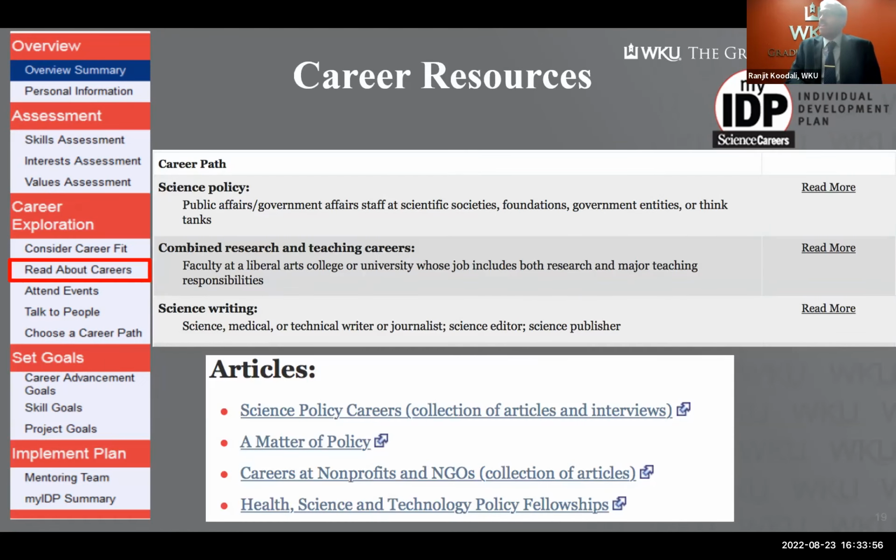So here is another screenshot that further provides more details about the career science policy. There are links there and some articles if you want to impact scientific policies, federal laws, etc. How do you go about it? What are the career options? You may work at a nonprofit, non-government organizations, NGOs, and so those articles are also provided in myIDP. So I've just taken the science policy as an example here.